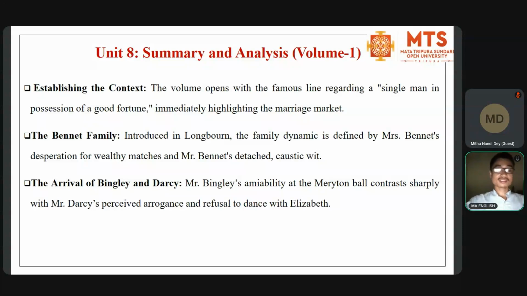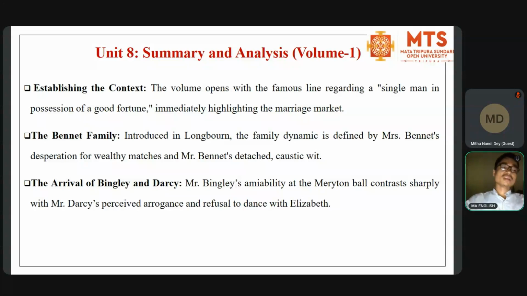That is the context, and the Bennet family already mentioned. Then the story begins when Mr. Bingley and Darcy arrive in the place where the Bennet family was residing. There was a party called the Meryton Ball, which was a party sort of thing.